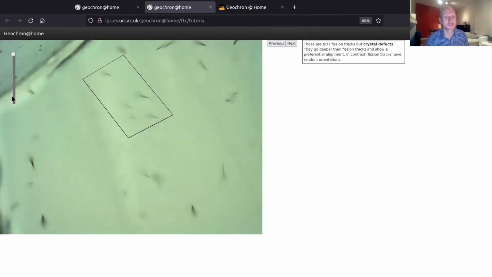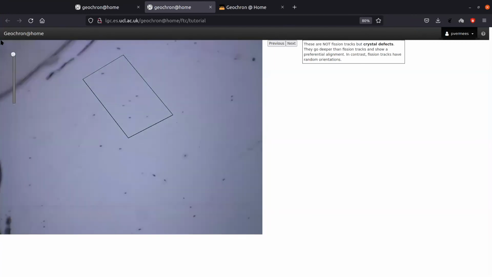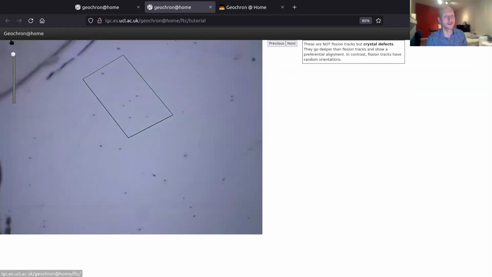Some features like these are not fission tracks because they're all pointing in the same direction. Fission tracks should point in random directions. These are crystal defects. When a crystal is deformed under pressure, it can produce small cracks, which when etched out with acids can look like fission tracks, but they are not. This will confuse an artificial intelligence algorithm, but a human immediately spots that.